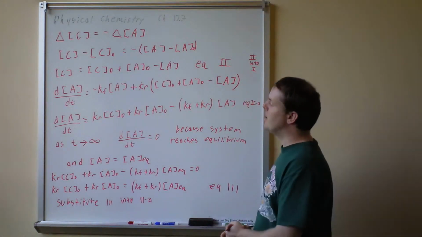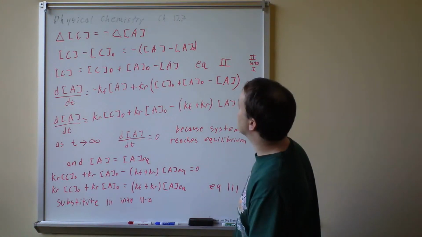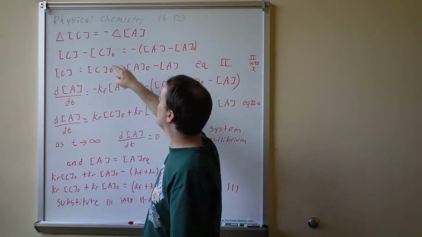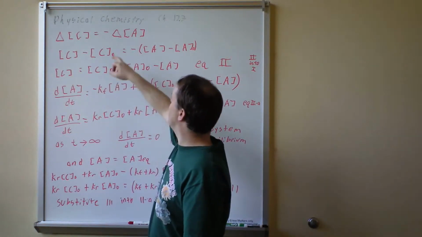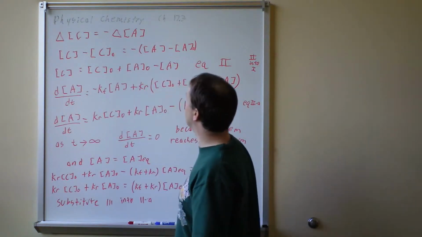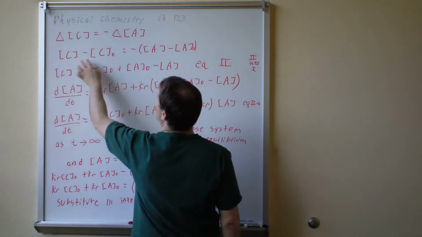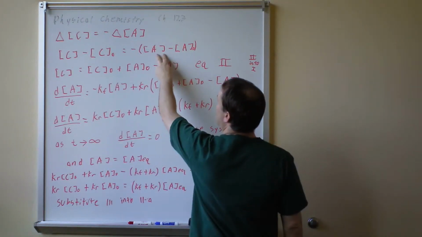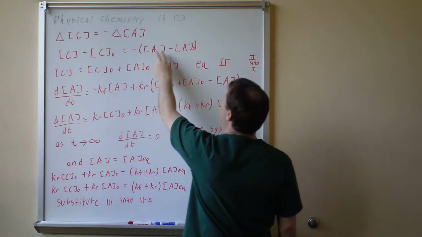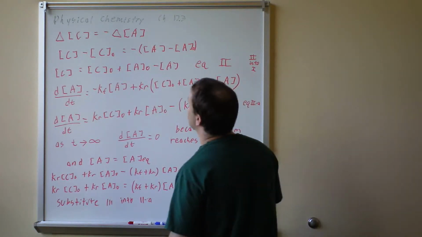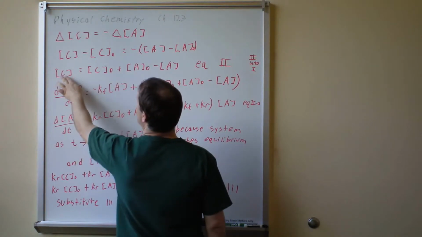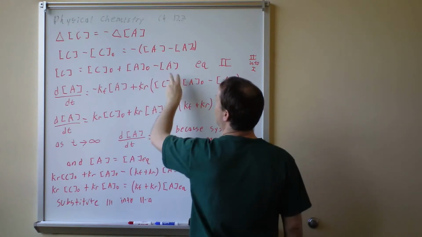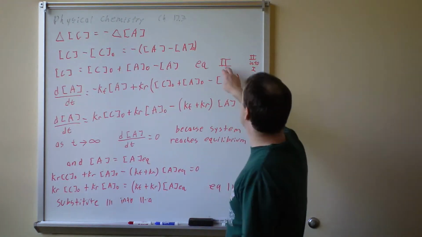Okay, continuing on physical chemistry, chapter 17, section 3. Now we're talking about a reversible first order reaction. Since the stoichiometric ratios were the same, 1 to 1, we know the change in the concentration of C is equal to minus the change in the concentration of A. Remember, the change in the concentration of C is just the concentration of C minus the initial concentration of C. And likewise, the change in the concentration of A is just the concentration of A minus the initial concentration of A. So solving that for the concentration of C, we get the concentration of C is equal to the initial concentration of C plus the initial concentration of A minus the concentration of A. We'll call this equation 2.